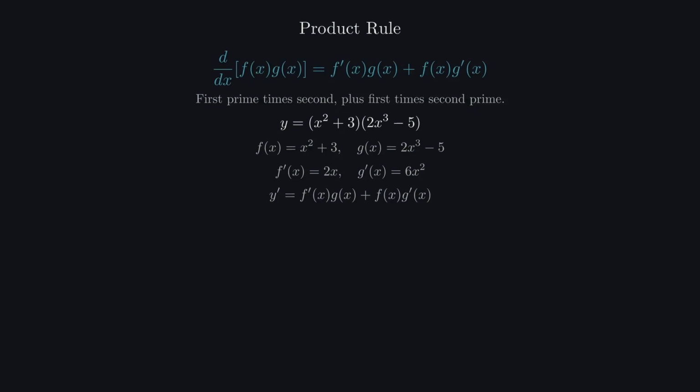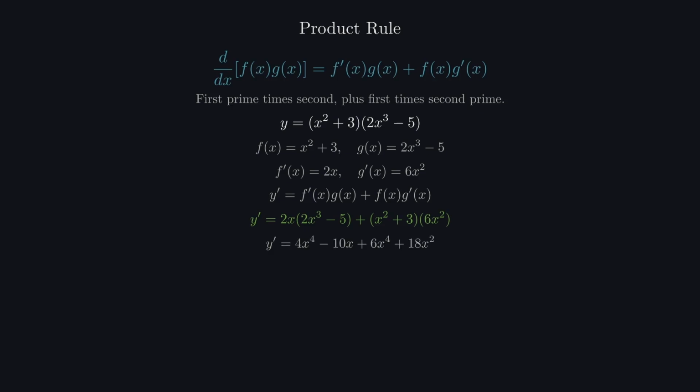Applying the product rule, y prime equals f prime of x g of x plus f of x times g prime of x gives us 2x multiplied by 2x cubed minus 5 plus x squared plus 3 multiplied by 6x squared. Now expand each part. The first term expands to 4x to the power of 4 minus 10x, and the second term expands to 6x to the power of 4 plus 18x squared.